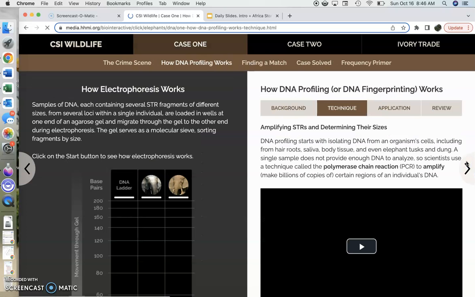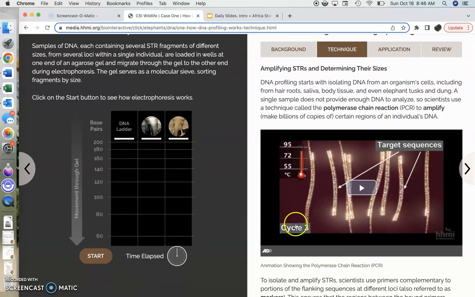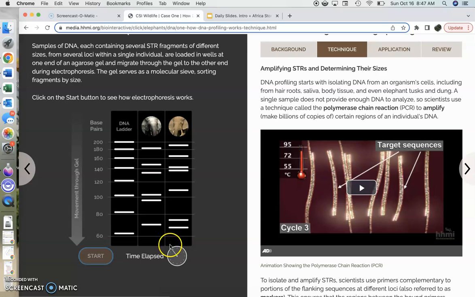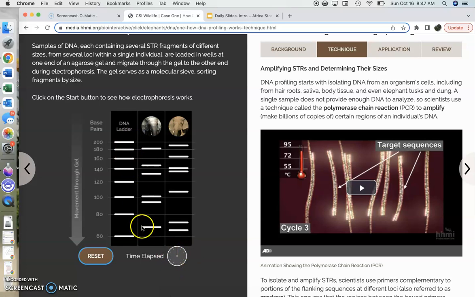Let's keep clicking through. There's a great video to watch here on technique. You can see how we would run the gel, time would go by, and these little segments of DNA separate out by how long they are. So quiz yourself here. These would be the what? Short or long DNA segments?